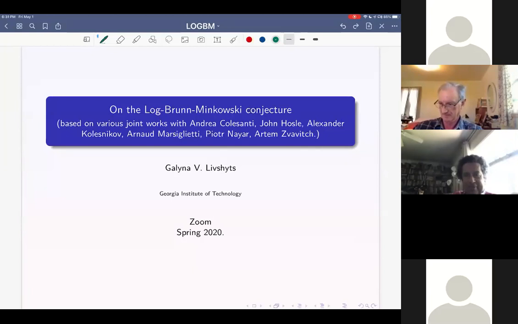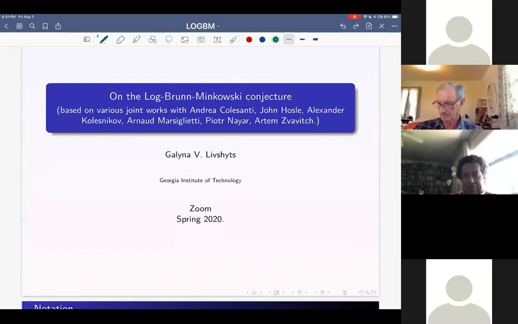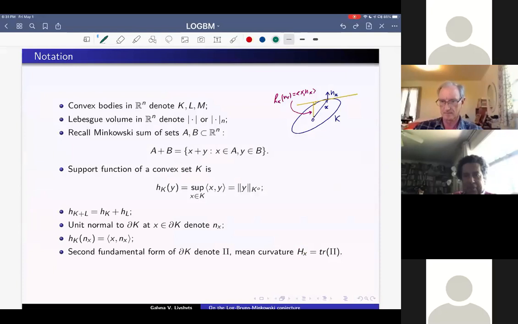So yes, I will talk about the Log-Brunn-Minkowski conjecture. Just a few remarks on that, which in my opinion is a fascinating subject. I will start with some notation. If I'm going too quick, please slow me down. The talk is a bit long, but I will probably not get to the end of it. I'll just try and make it not too long.